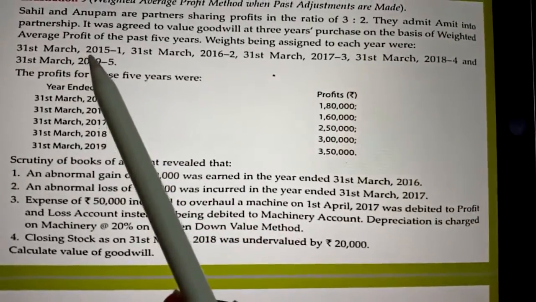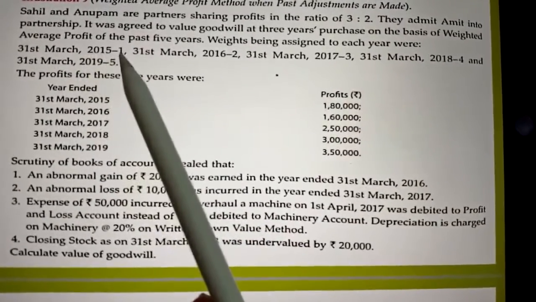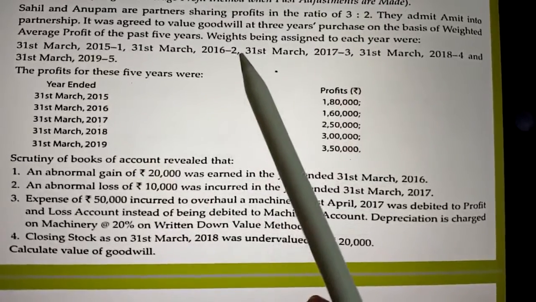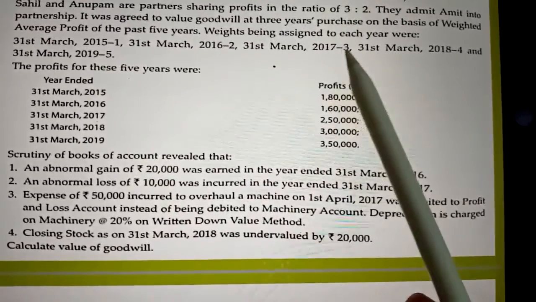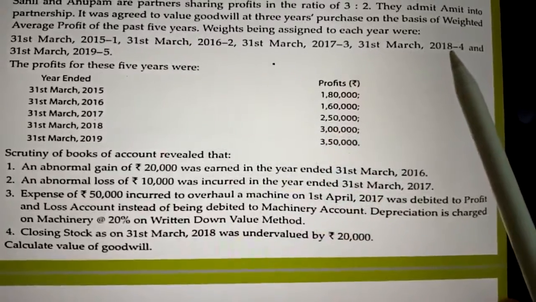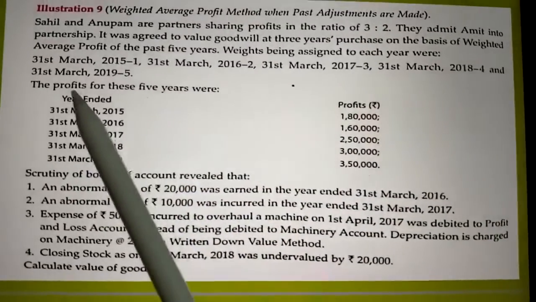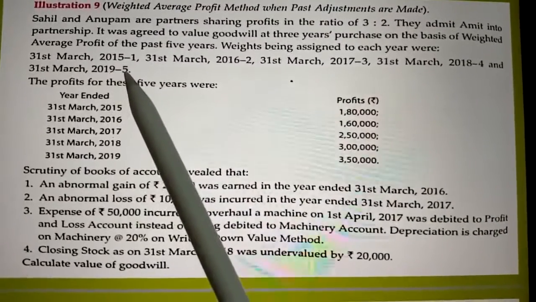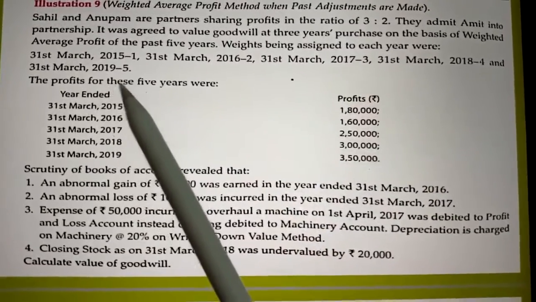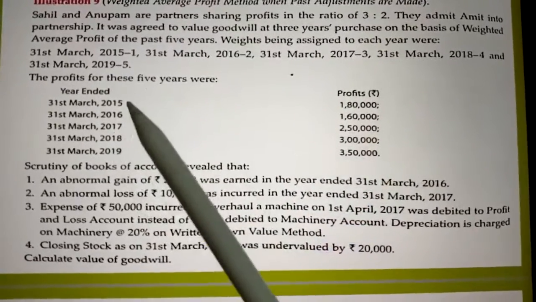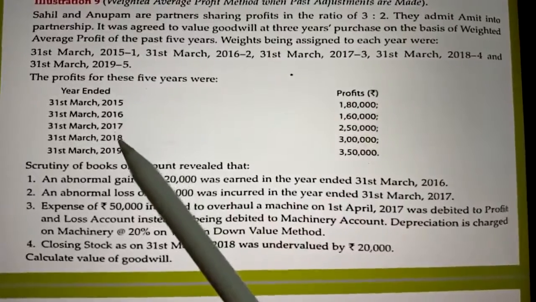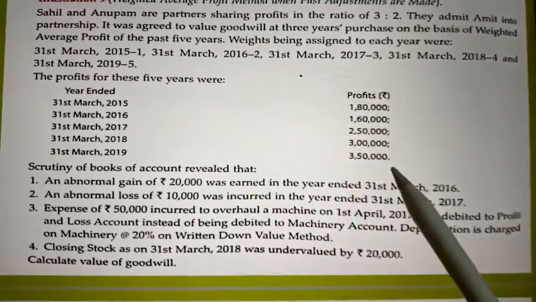For the year 2015, the weightage is 1. For 2016, the weightage is 2. For 2017, the weightage is 3. For 2018, the weightage is 4. And for the last year, 2019, the weightage is 5. Profits of these 5 years were given as follows. For 2015, 16, 17, 18 and 19, profits are given to us.